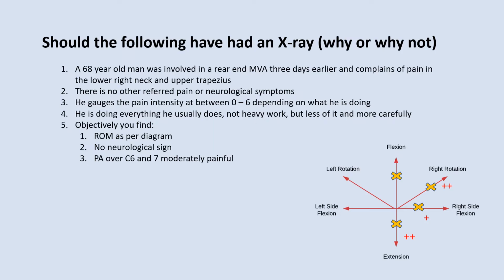An older man in a rear-ender complains of unilateral neck pain and upper trapezius pain. There are no neurological signs or symptoms, and the range of motion is slight flexion loss, moderate rotation and side flexion loss, and a fair chunk of extension loss, with pain on 4 of the 6 movements. This pattern is very typical of traumatic arthritis.